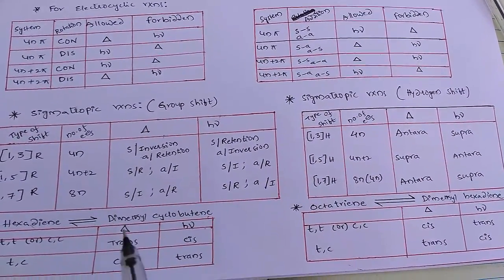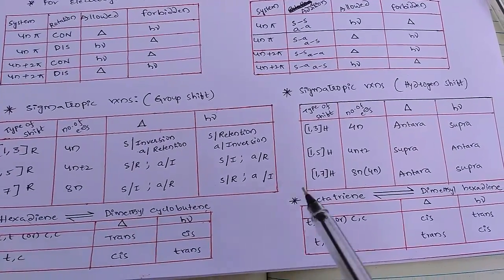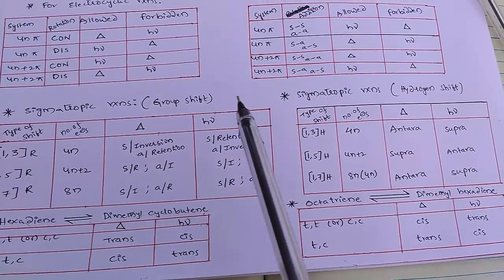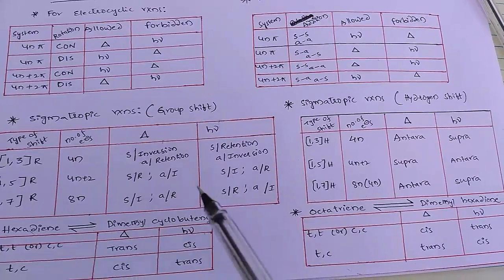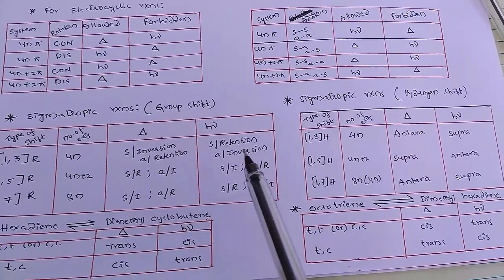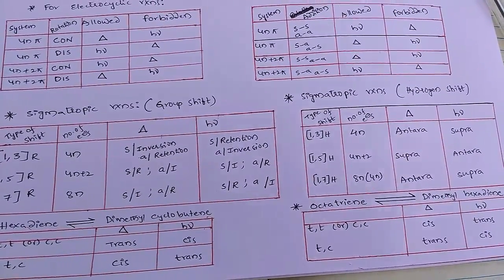First we should know what con, what dis, what supra, what antara are. We should learn these terms first, then only you can solve and easily remember these tables.